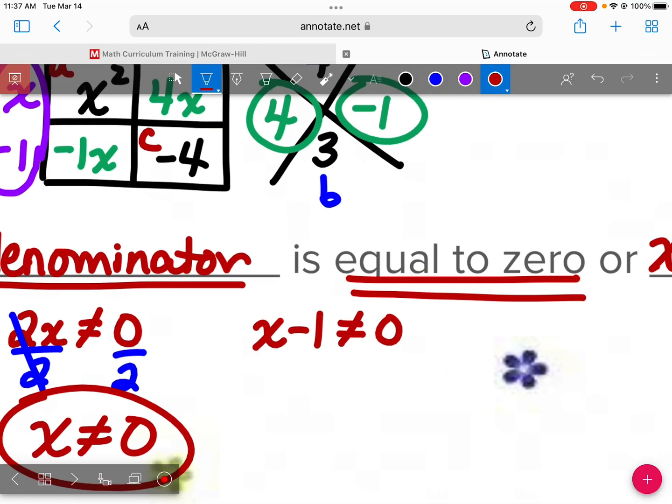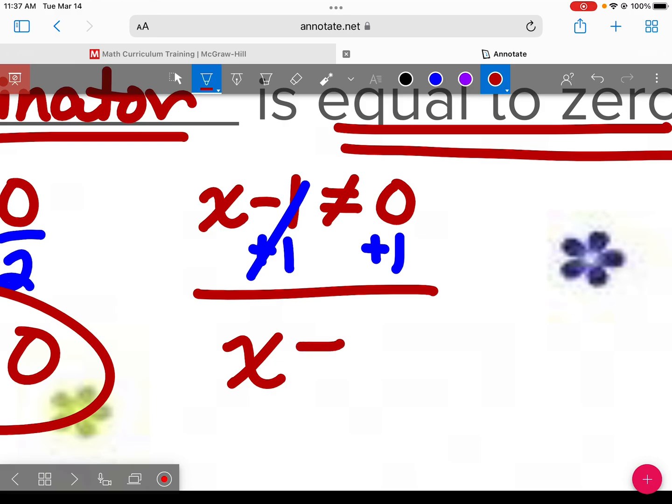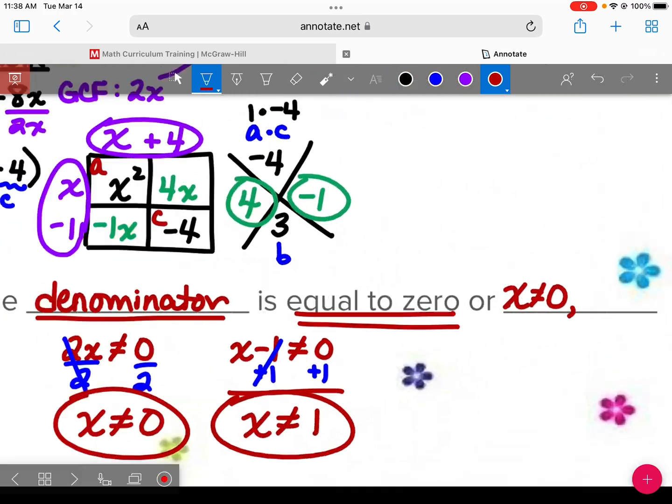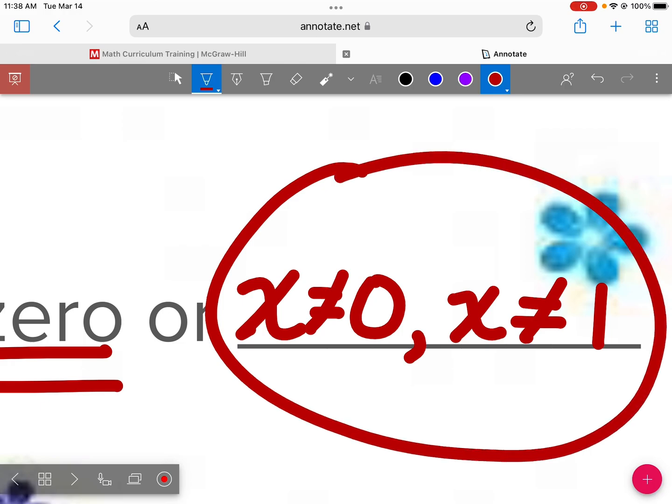X minus 1 equals 0. What would I do there to get the x all by itself? Add 1 to both sides. So that's going to cancel. So that means x also cannot be equal to what? 1. If x is a 0 or x is a 1, that would make the denominator of my fraction a 0, and that's not allowed.